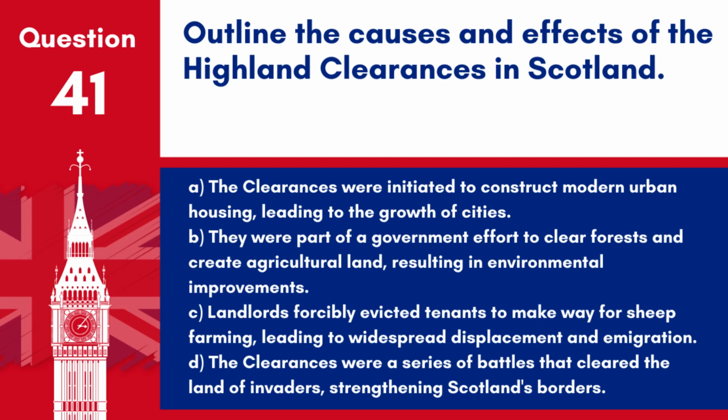Question 41. Outline the causes and effects of the Highland clearances in Scotland. A. The clearances were initiated to construct modern urban housing, leading to the growth of cities. B. They were part of a government effort to clear forests and create agricultural land, resulting in environmental improvements. C. Landlords forcibly evicted tenants to make way for sheep farming, leading to widespread displacement and emigration. D. The clearances were a series of battles that cleared the land of invaders, strengthening Scotland's borders.